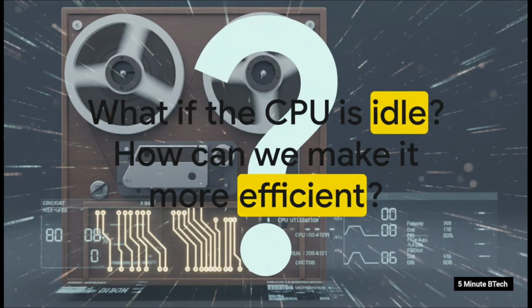What happens when a job in that batch needs to do something slow, like read data from an old tape drive? The super-fast CPU just sits there, waiting and wasting precious time. This inefficiency was a huge problem, and it's what led directly to the next evolution in operating systems.